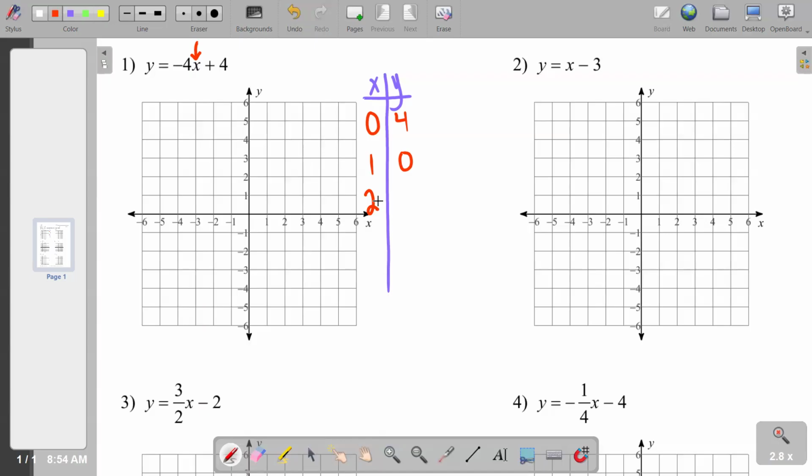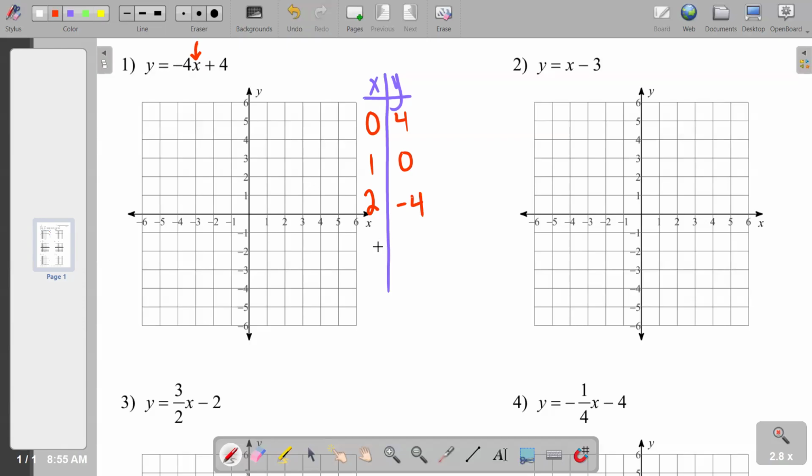What's negative 4 times 2? And what's negative 8 plus 4? Or negative 12. Nice job. Negative 4. Negative 8 plus 4. You went the wrong way. Remember, plus 4, we go up closer to 0. And we now have the only 3 points.